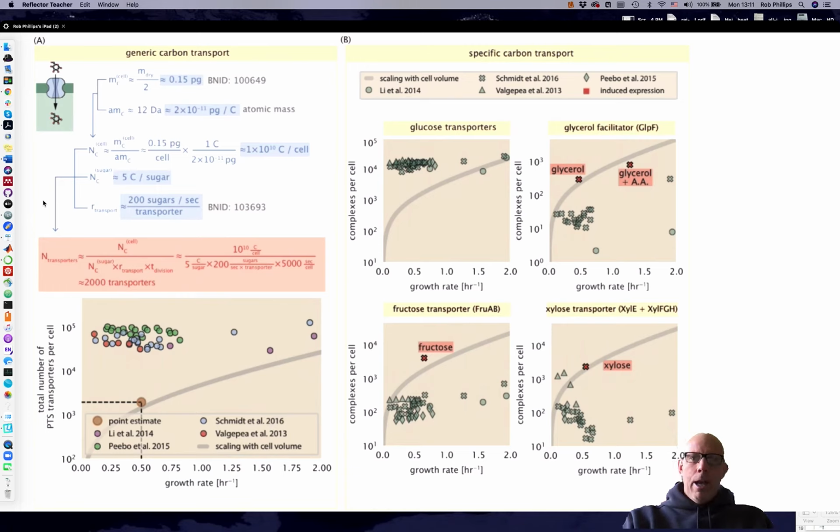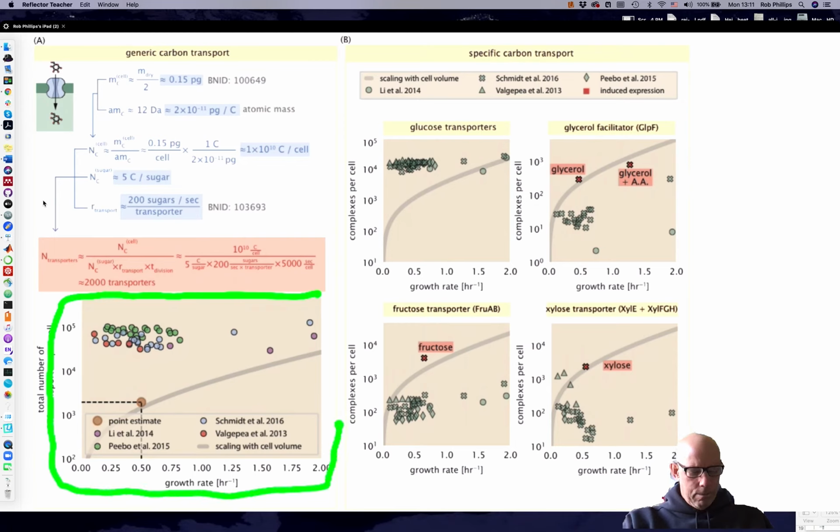So the estimate on the top is basically what I just did. So 0.15 picograms per cell, and we concluded that we got something like 7 times 10 to the ninth carbons. So here I'm saying 10 to the 10th, 5 carbons per sugar, as shown here, and here's the transport rate. And that leads to a prediction of on the order of 2,000 transporters, as you can see here. And what I'm showing you at the bottom is the state of carbon, sugar, glucose transporters. Okay, so that's what's plotted here.